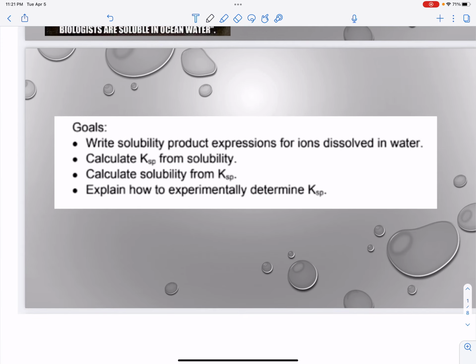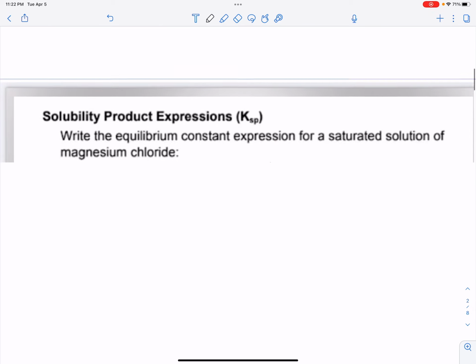So our goals for today are: we're going to write the solubility product expressions for ions dissolved in water. We're going to calculate KSP from solubility. We'll calculate solubility from KSP, so kind of take it backwards, and explain how to experimentally determine KSP. You'll see some wording for that in the questions, and we're going to do a lab on this later on.